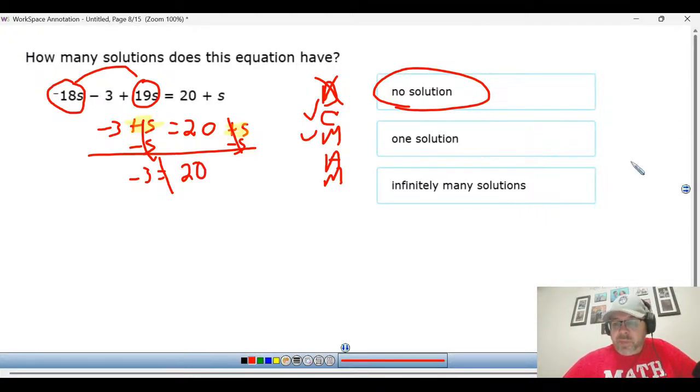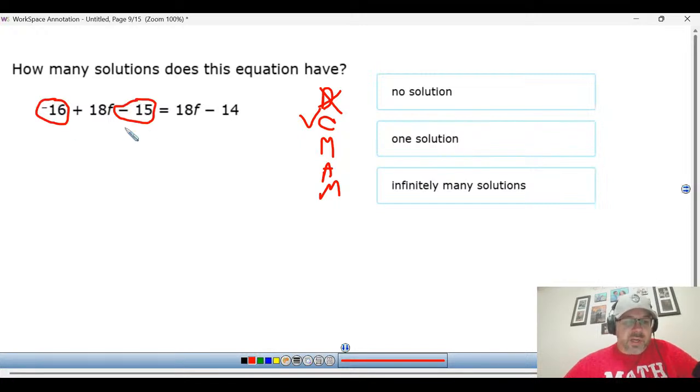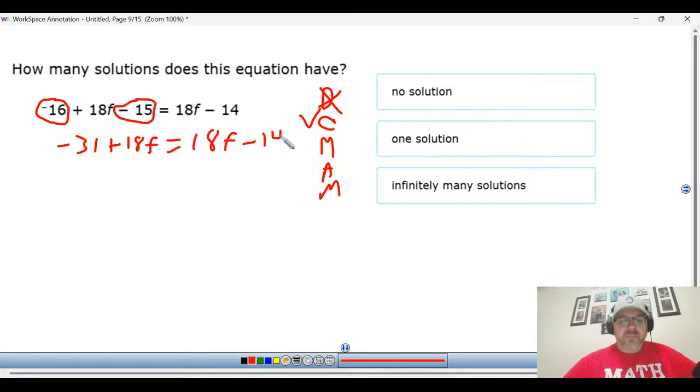All right. Let's do another one. Another one of these one many or none. So again, we're going to write down our steps. Don't call me after midnight. All right. No distribution because I still don't see any parentheses. But again, I can combine like terms. I have a negative 16 here, which is a constant. Got negative 15 here, which is a constant. We're going to add them together. So I end up with negative 31 plus 18F equals 18F minus 14.